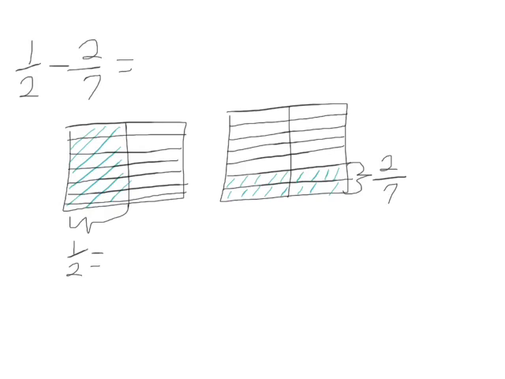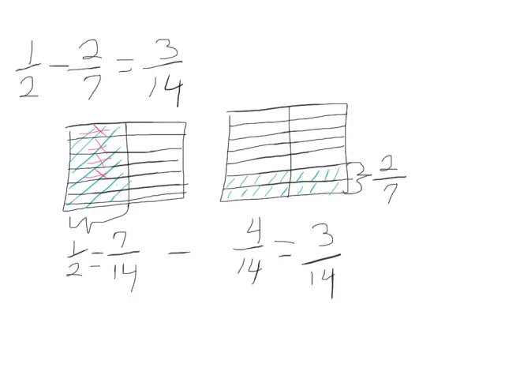We can see that 1/2 is the same as 7/14, and 2/7 is the same as 4/14. We have 7/14, take away 4/14. We'll take away 1, 2, 3, 4. We have 1, 2, 3/14 left. 7/14 take away 4/14 is 3/14. 1/2 take away 2/7 is 3/14.